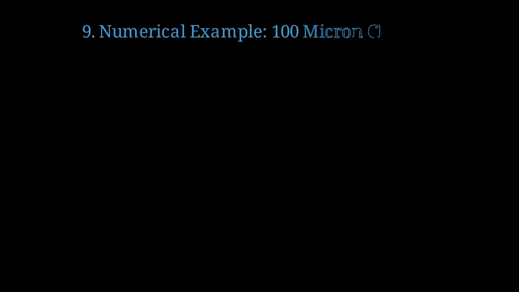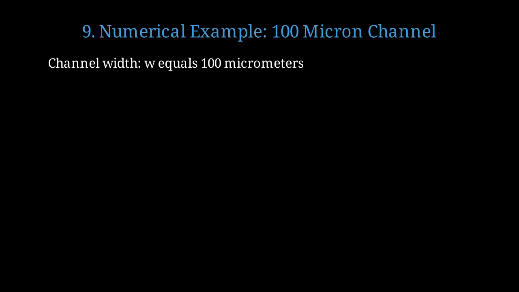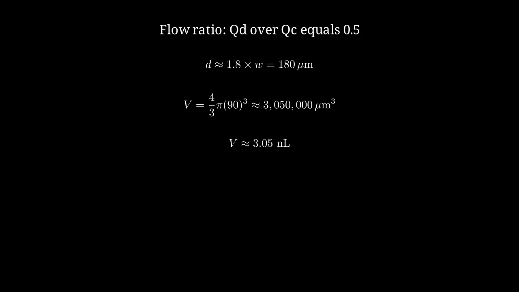Now let's examine a larger channel with different flow conditions. Consider a channel with width W equal to 100 micrometers. Now we use a higher flow rate ratio of 0.5. With this flow ratio, droplet diameter is approximately 1.8 times the channel width, giving 180 micrometers. The volume is 4/3 pi times 90 cubed, approximately 3 million cubic micrometers. This converts to approximately 3.05 nanoliters per droplet.